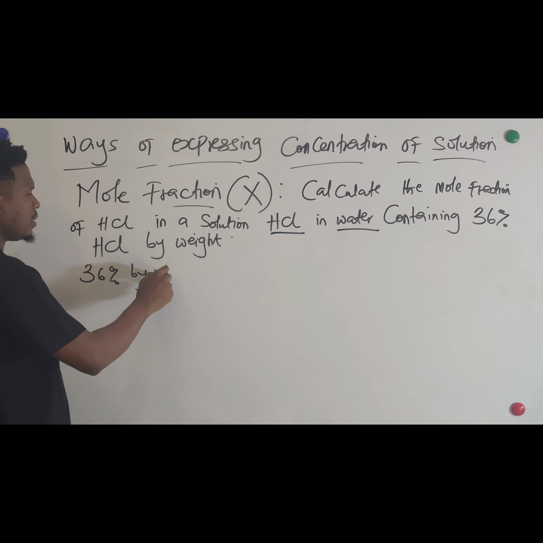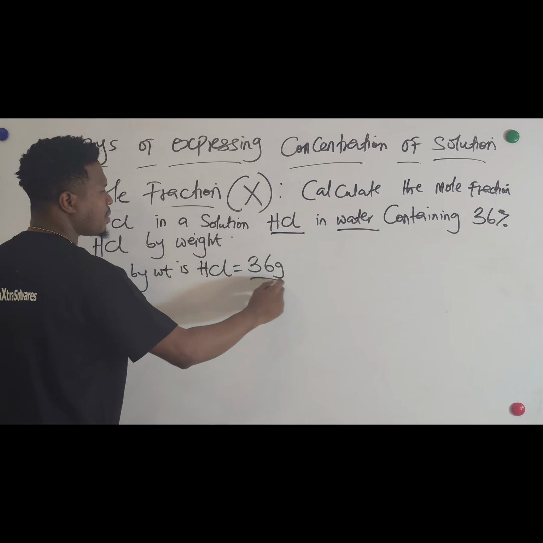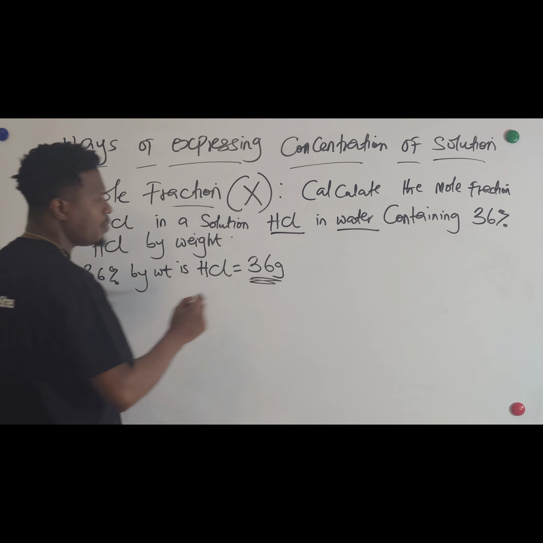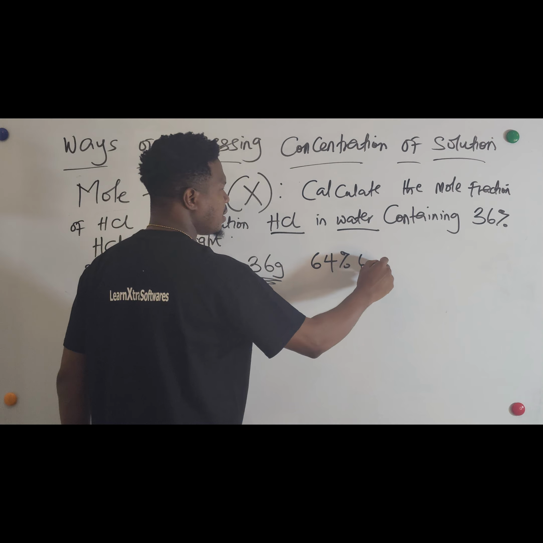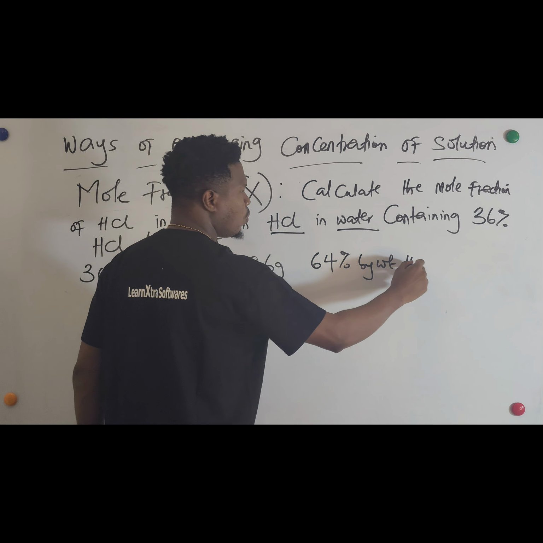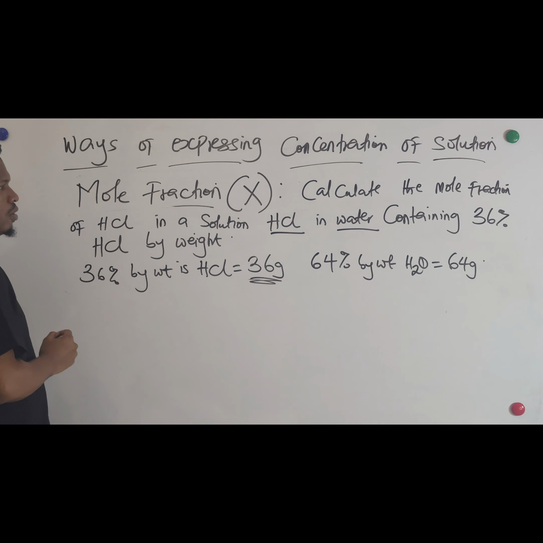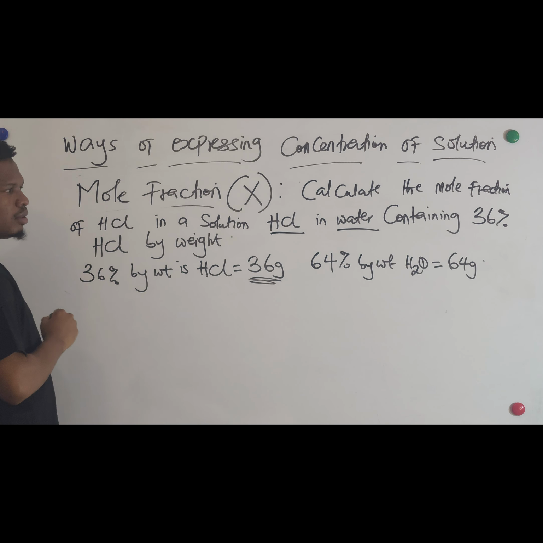If 36% by weight is HCl, then it means that HCl is 36 grams. The remaining, out of 100%, 36% is HCl, so it means 64% should be water. So 64% by weight, which is water, is equal to 64 grams. So we have gotten the mass of the HCl and also the mass of the water. What next? You find the mole.